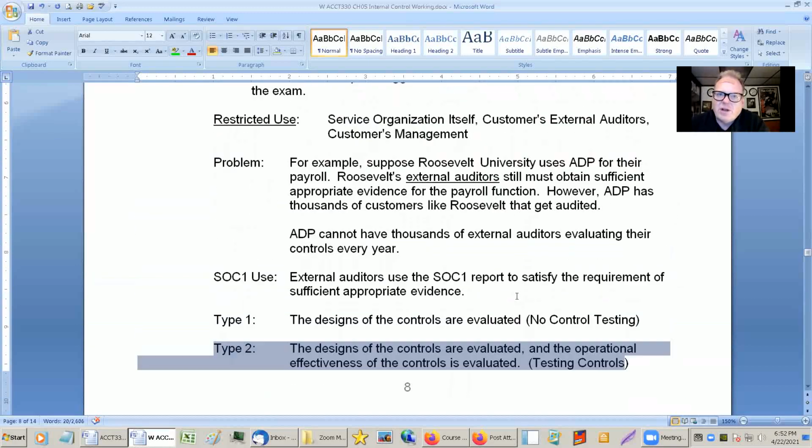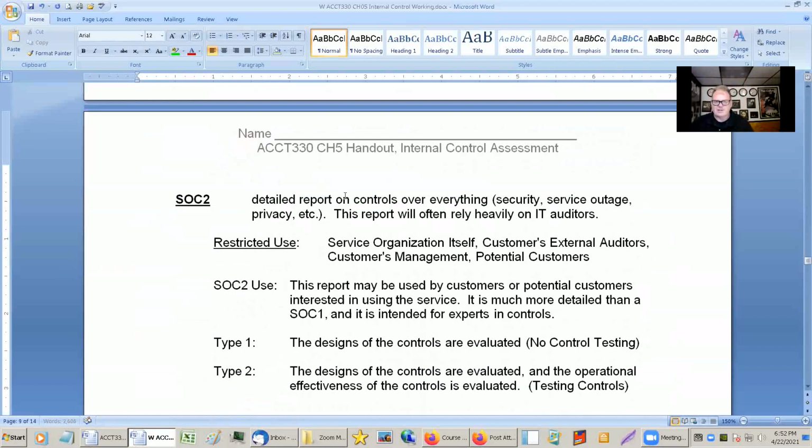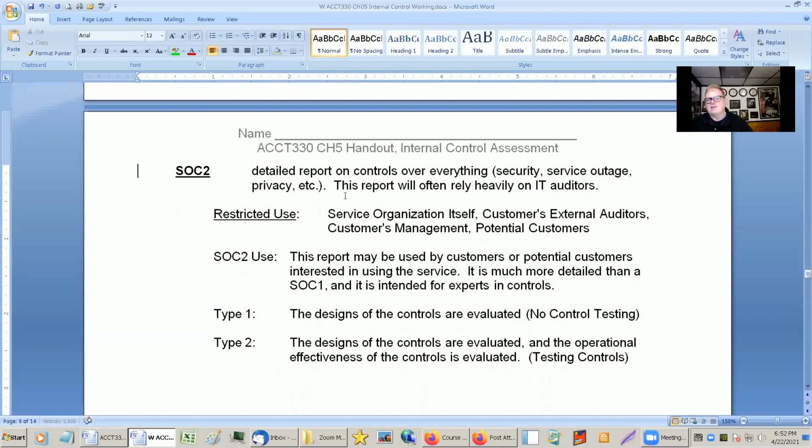Okay, so SOC 1 is for financial reporting. That's the one. So auditors are number one, so we get the SOC 1 report. SOC 2 report is actually a more detailed report. It goes into everything, you know, security, service outage, privacy, things that are not related to the financial reporting. The financial reporting will be in there, but they'll also have these other things in there.